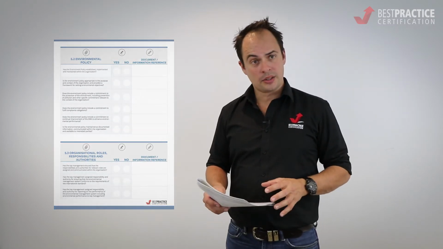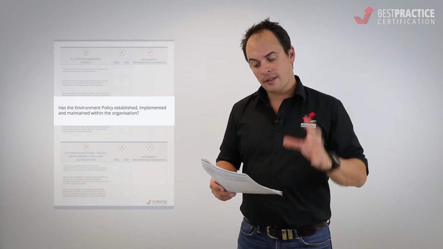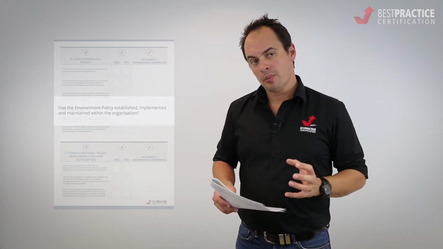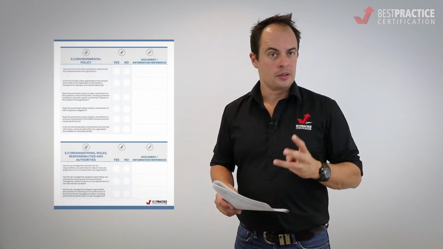So let's get into policy. We're talking about, has the environmental policy been established, implemented and maintained? And with your environmental policy, we're looking for 3 commitments: a commitment to continual improvement, a commitment to compliance with legal and other requirements, and then a commitment to environmental sustainability and the minimisation of environmental impacts from your organisation, and that your organisation's making a contribution to its environmental footprint on the planet, and a positive one at that.